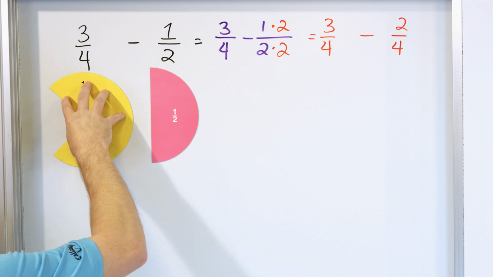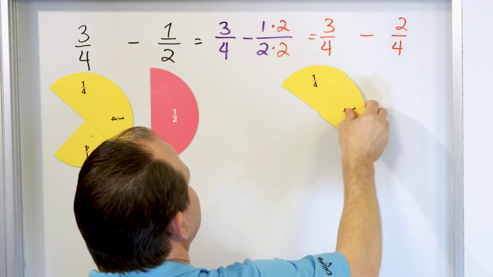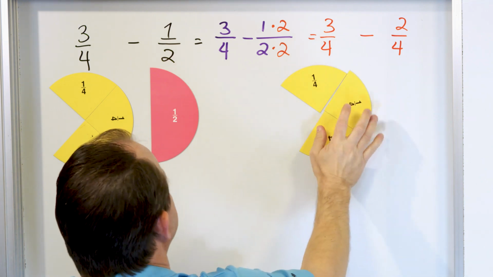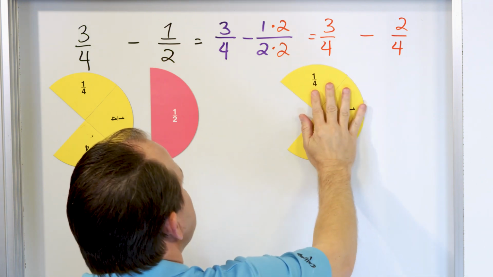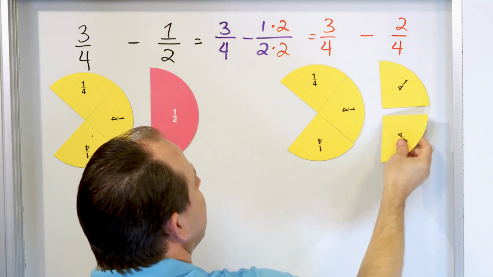Now, we're saying that this we're going to leave unchanged over here. So let me go ahead and just put this down. 1/4, 2/4, 3/4. We'll just leave it in the same way. But we're saying that the 1/2 can be represented by 1/4, 2/4.